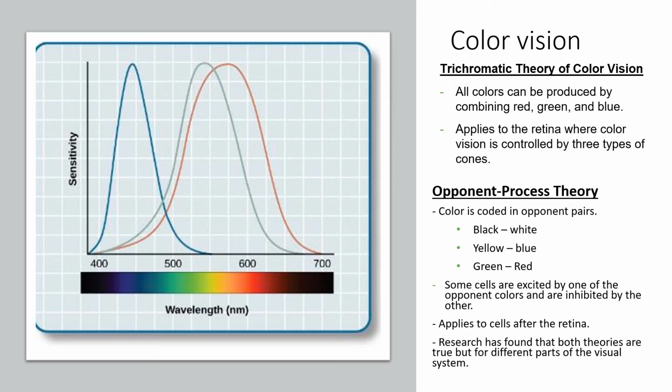So our ability to detect color doesn't seem to be due just to what's happening in our eyes, more specifically in our retina, but also to what's happening in our brains. Researchers have found, then, that both theories are true, but for different parts of the visual system.